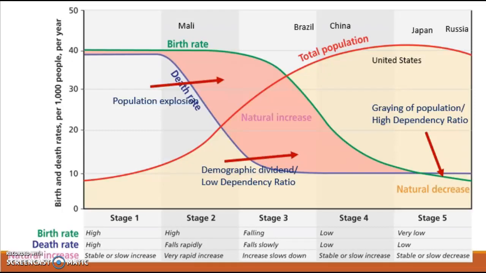We begin part 2 of the lecture by looking at the complete demographic transition model. You'll note that in addition to the 5 stages previously covered, I've included some key terms like population explosion, demographic dividend, and graying population. At the top of the stages, you'll see I entered some countries: Mali for stage 2, Brazil towards the end of stage 3, about to embark on stage 4, China, our stage 4 example, Japan and Russia in stage 5, and you'll note the United States straddling stage 4 and stage 5.